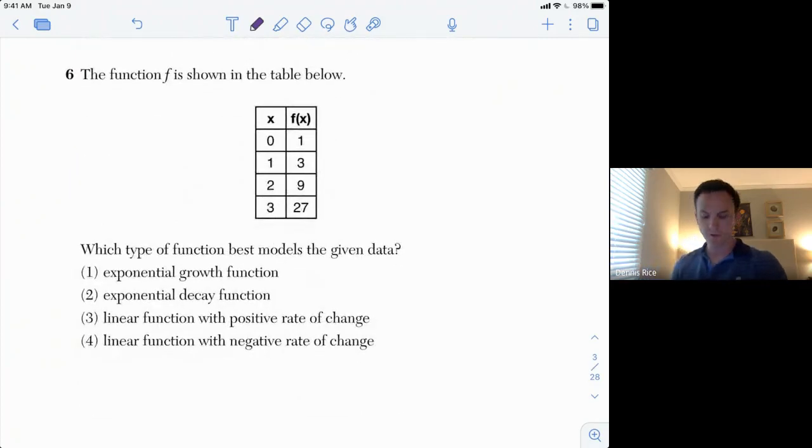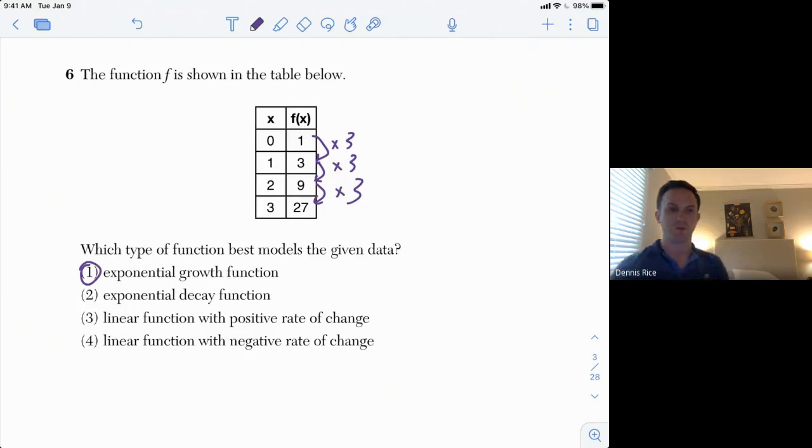For number 6, the function f is shown in the table below. Which type of function is f of x? Choice 1, exponential growth. So how do we know it's exponential first? We see a pattern of multiplication. So we know it's not linear. Cross off 3 and 4.